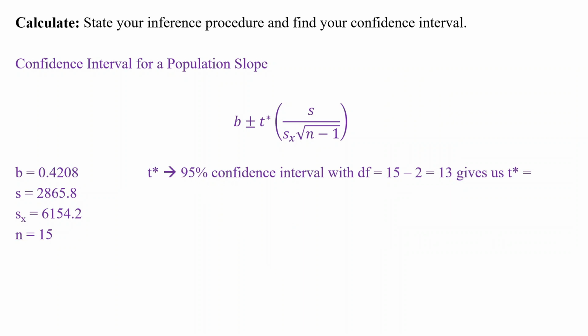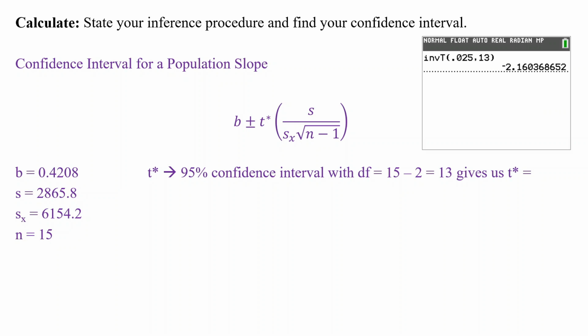So to calculate t-star, it's done the same as we've always done it. You just got to remember to subtract 2 for degrees of freedom. So our degrees of freedom are going to be 13 here. With a 95% confidence interval in your calculator, you do inverse t, 0.025 as your tail probability and 13 as your degrees of freedom. Okay, just as a quick reminder, because we haven't talked about the t distribution in a moment: 95% would be between negative t-star and positive t-star, which means that there is 2.5%, because it's symmetric, 2.5% in each of the tails.